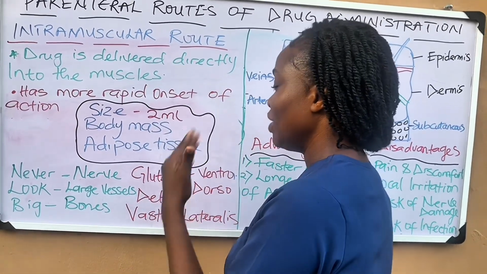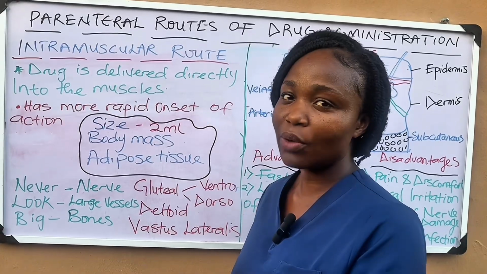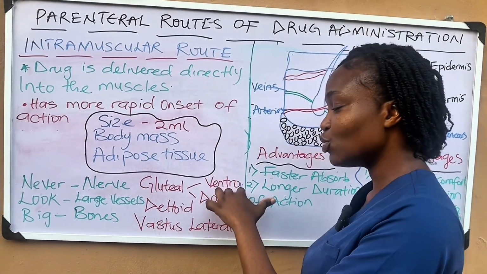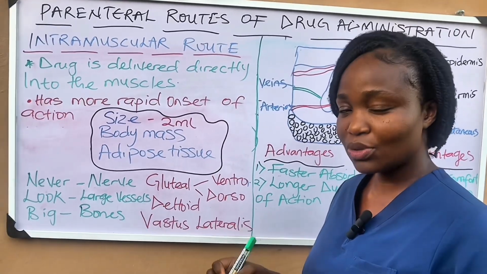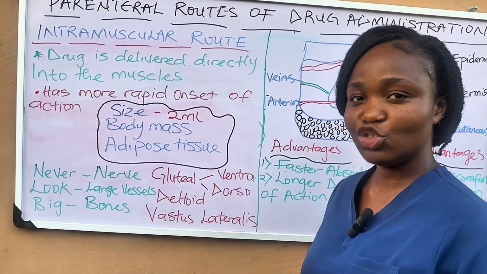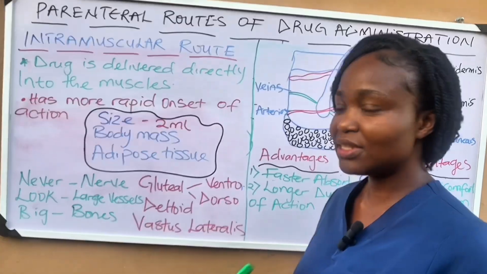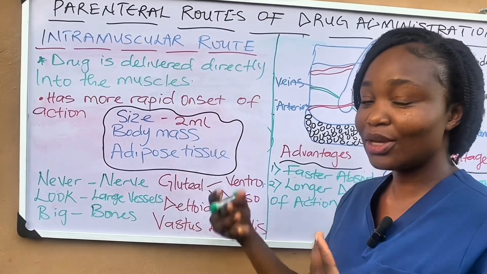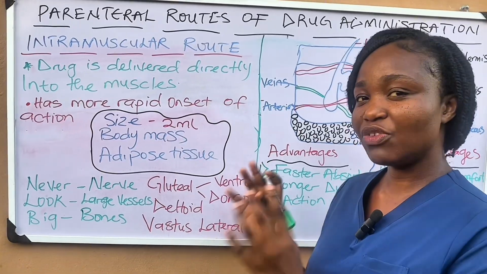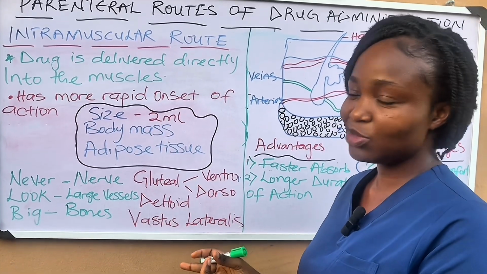And you go. Now with go, we talk about the gluteal routes. Around the gluteal route, we have the ventral gluteal and the dorsal gluteal. The preferred site for intramuscular administration is the ventrogluteal, the most preferred site. The reason is that it has a way of avoiding the nerves, the large blood vessels, and also the bones. So it is the preferred site for the intramuscular route of drug administration.